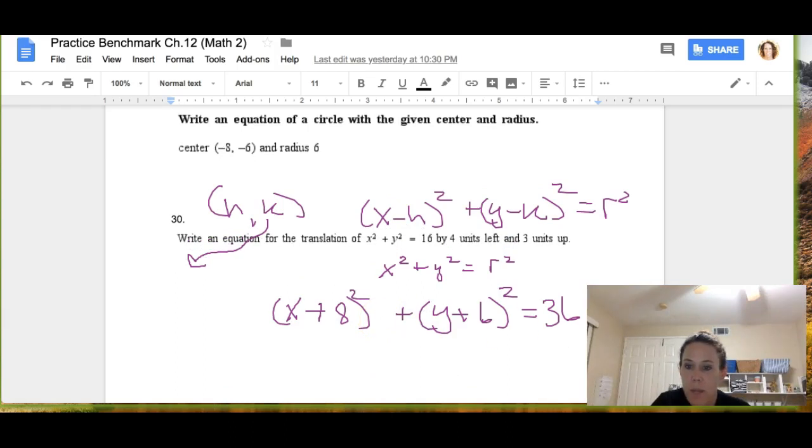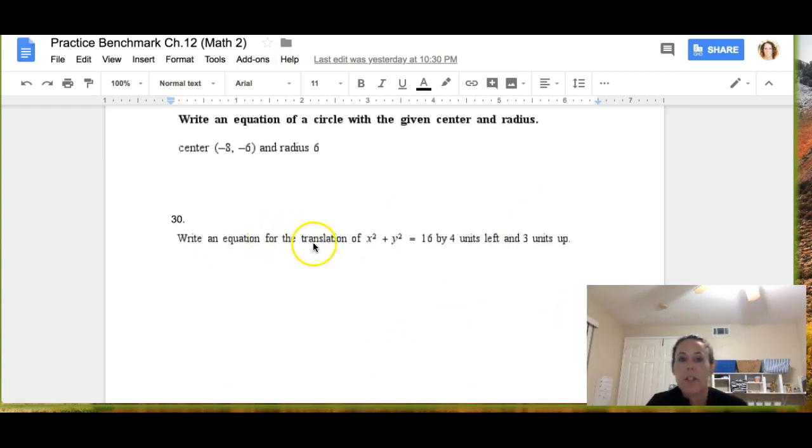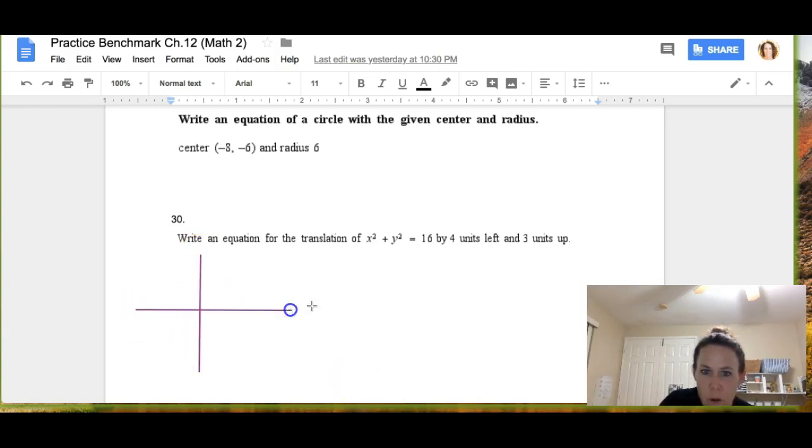And one more. Let's look at, write an equation for translation of x squared plus y squared equals 16 by 4 units to the left and 3 units up. So right here you can see there's no h, k. It's the center of 0, 0. So just look at it. It's pretty simple, right? If you are 4 units left and 3 units up from center, here's your center. Let's go 4 units left, 1, 2, 3, 4, and 3 units up, 1, 2, 3. So now your center is -4, 3.